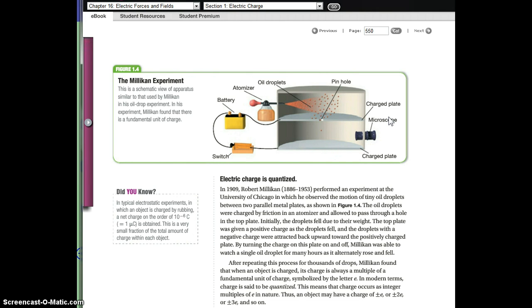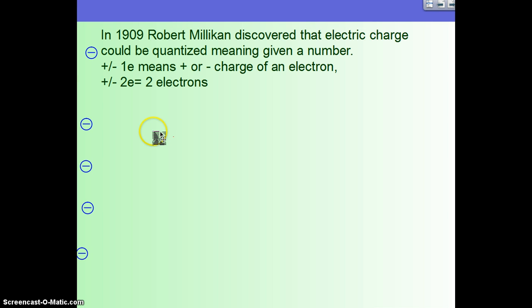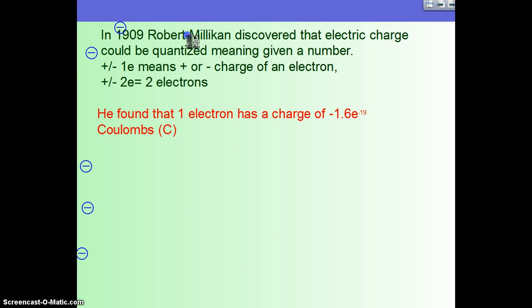Well, this experiment led him, and let's go back to the notes, led him to come up with some ideas. He found that 1 electron has a charge of negative 1.6 times 10 to the negative 19th coulombs. That is our new unit. We will learn about Mr. Coulomb a little later. 1 electron has a charge of negative 1.6 times 10 to the negative 19th coulombs.